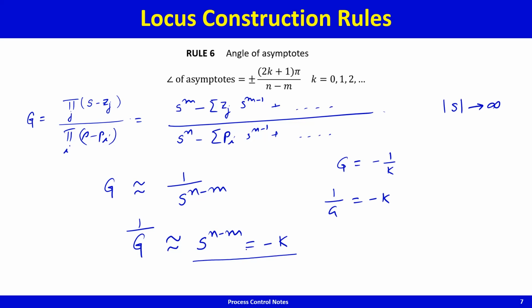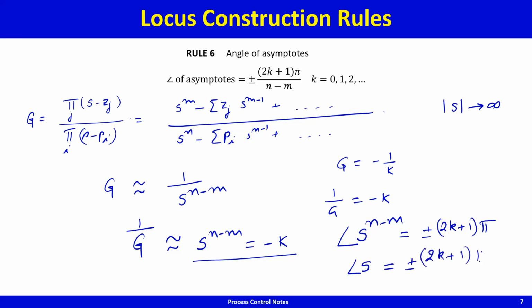And for this equation, because the right hand side is a negative real number, the angle of s to the power n minus m must be equal to plus minus (2k plus 1) times pi, an odd multiple of pi. Therefore, the angle of s, the candidate s that lies on the asymptote, must be equal to plus minus (2k plus 1) into pi divided by n minus m. That is the angle condition.